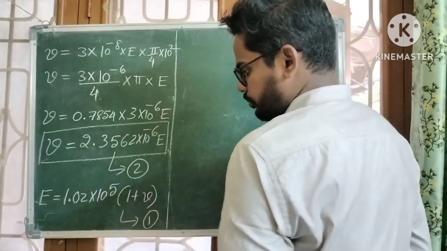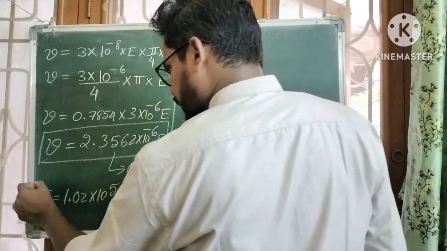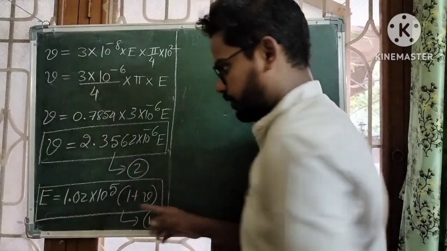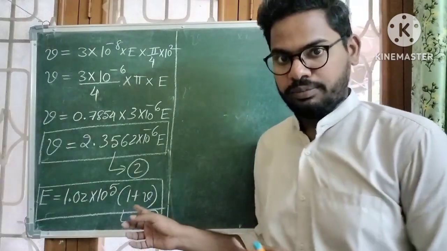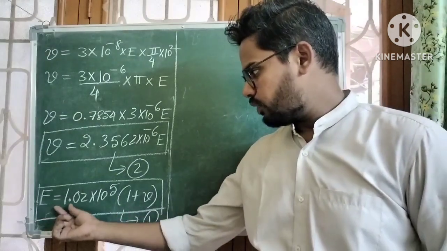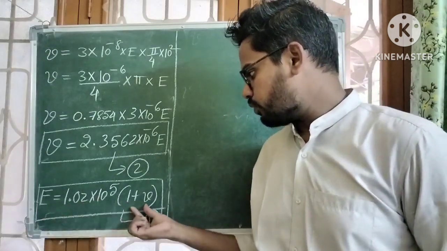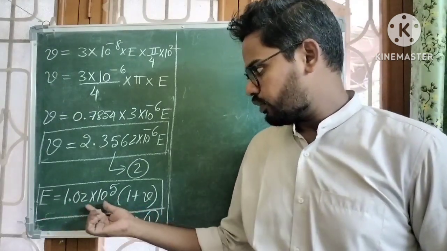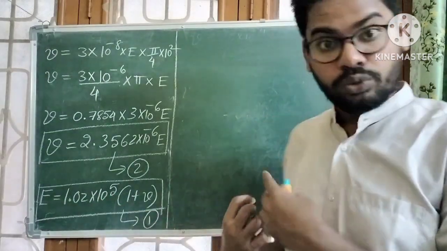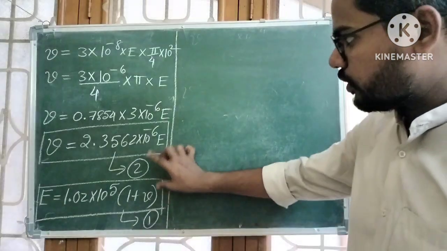Already we got this from the elastic constant relation. G is equal to E by 2 into 1 plus mu. Before only we derived this equation. So E is equal to 1.02 into 10 to the power of 5 into 1 plus mu. So we got this equation from G is equal to E by 2 into 1 plus mu relation. Okay, formula. So let us solve these two.